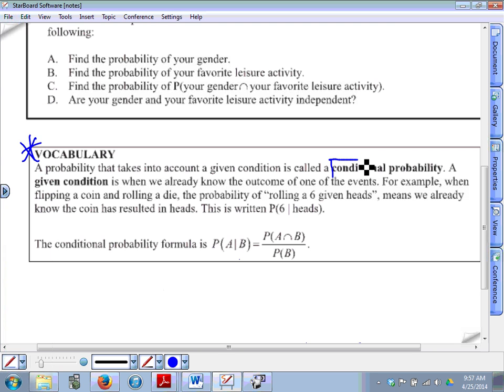So we're talking about conditional probability. And we've actually seen some stuff like this in a way. I haven't really identified it as conditional probability.